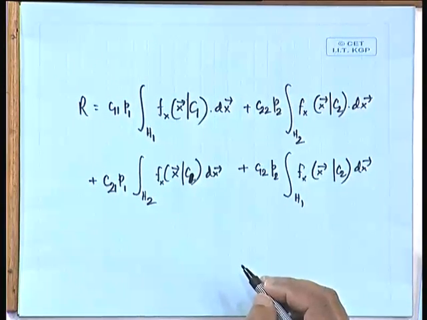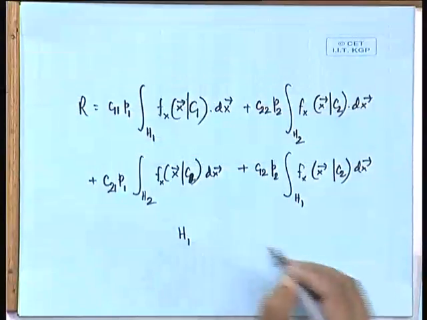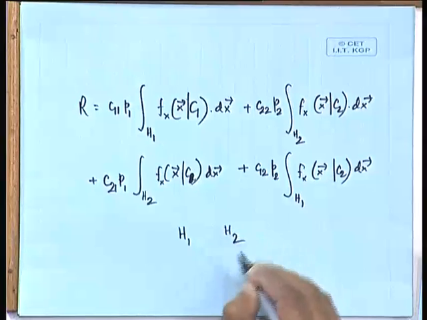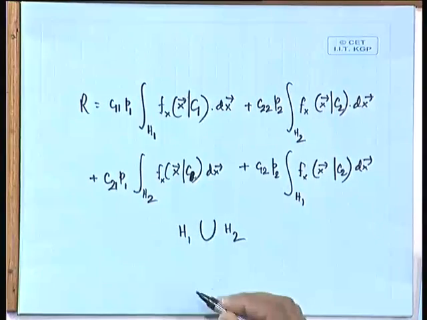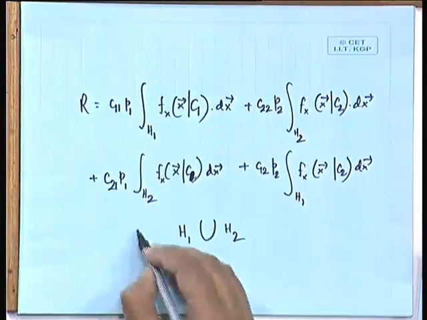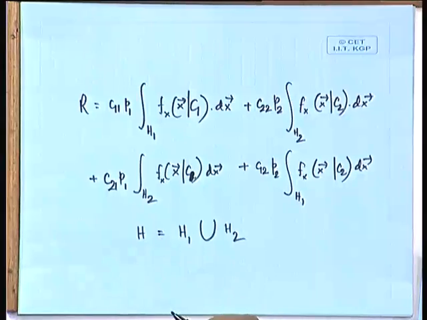Now what is the total observation space that we have? We have two spaces, H1 and H2, and the total observation space is the union of H1 and H2, which we are going to call the set H. Once we define H as the union of H1 and H2, H2 can be represented as H minus H1, and H1 can be represented as H minus H2. That's very clear from this definition itself.